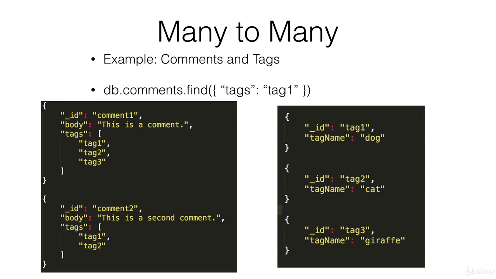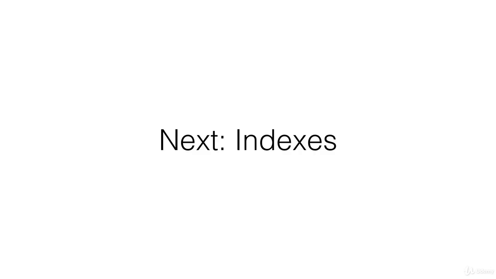So if we want to find all the comments that contain a particular tag, we do something like db.comments.find, where tags contains tag 1. And that would get us what we want. So that's an optimal way of structuring many-to-many relationships in MongoDB.